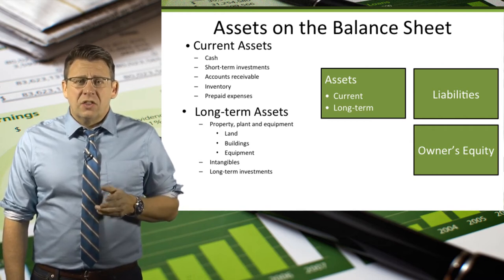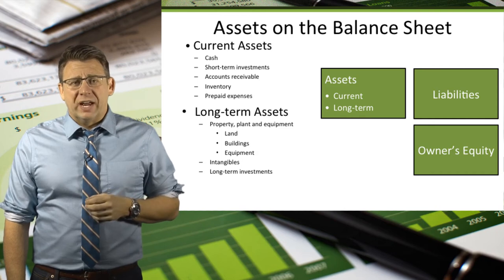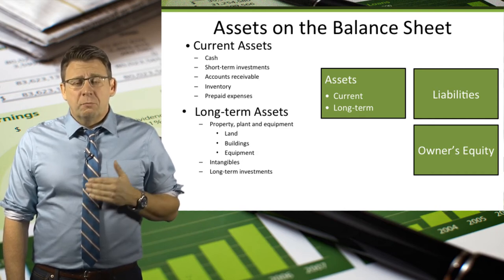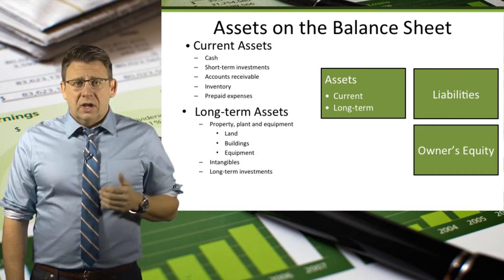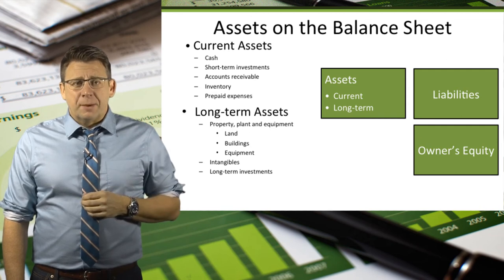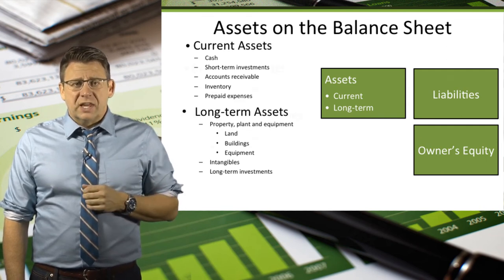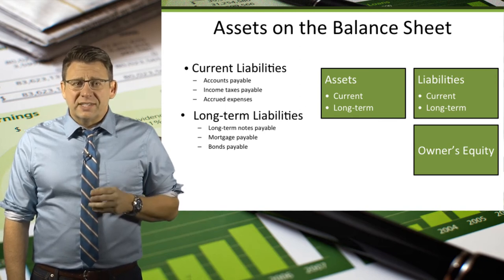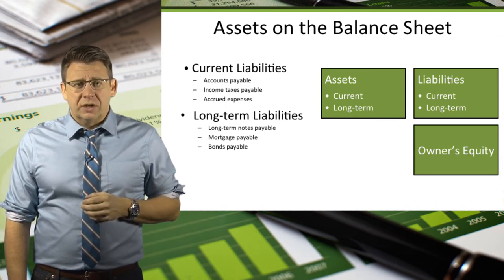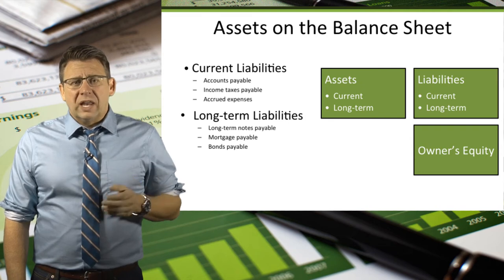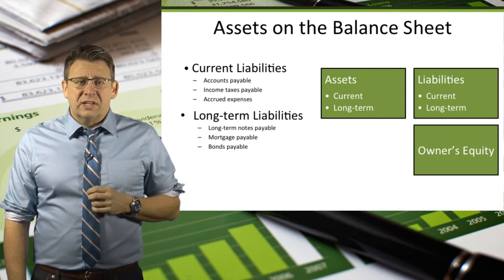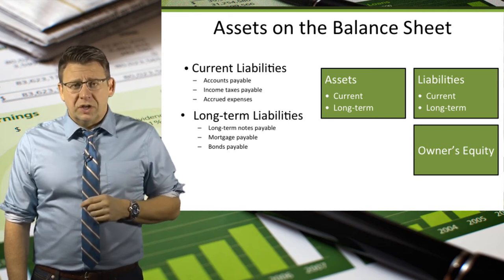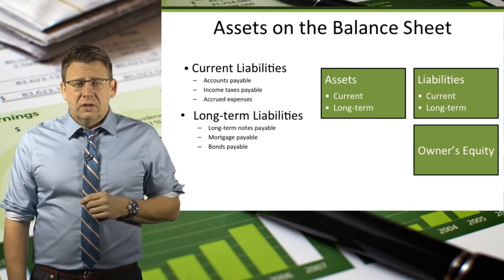Long-term assets are those assets that are expected to provide value into the future more than 1 year. Again, there are common examples on the slide. Current liabilities are those debts that will be paid in less than 1 year. Long-term liabilities are those liabilities that are expected to take longer than 1 year to pay off. There are some examples on the slide.